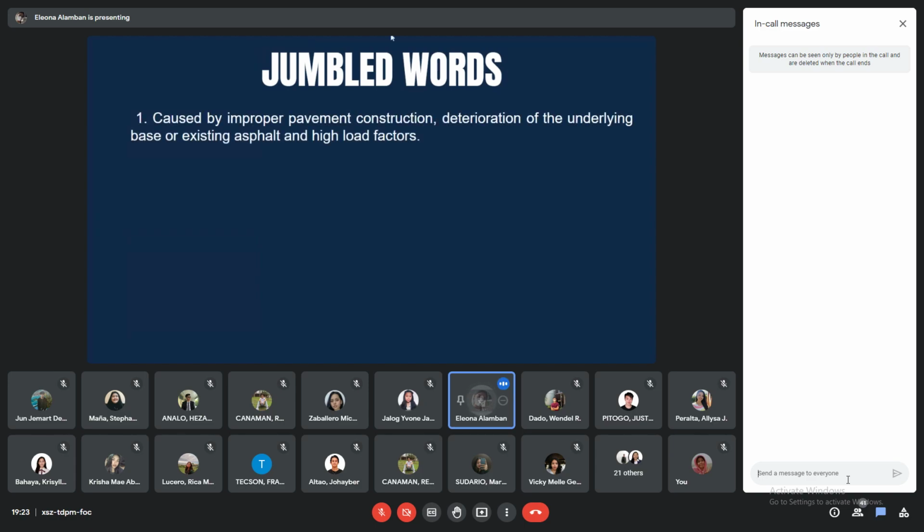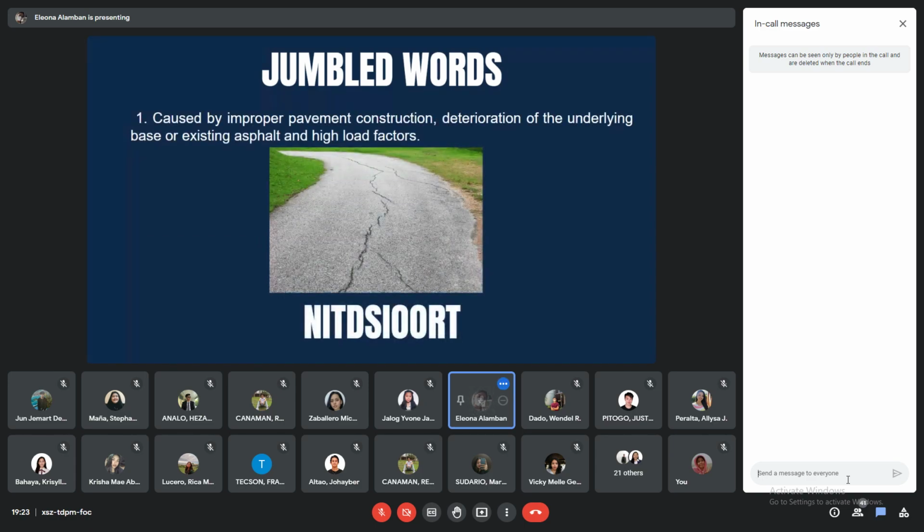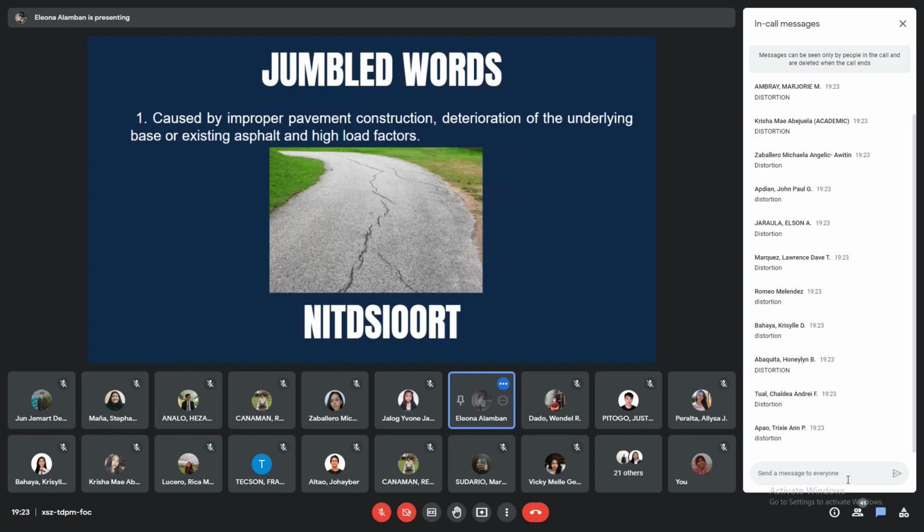So, first question. It is caused by improper pavement construction, deterioration of the underlying base or existing asphalt, and high load factors. Pwede na mag-answer, guys. Stop na. Okay. So, ang answer is distortion. Ang nakauna kay si Maitel.